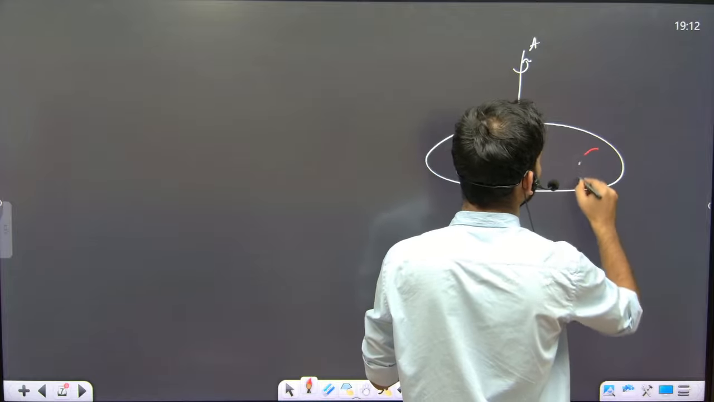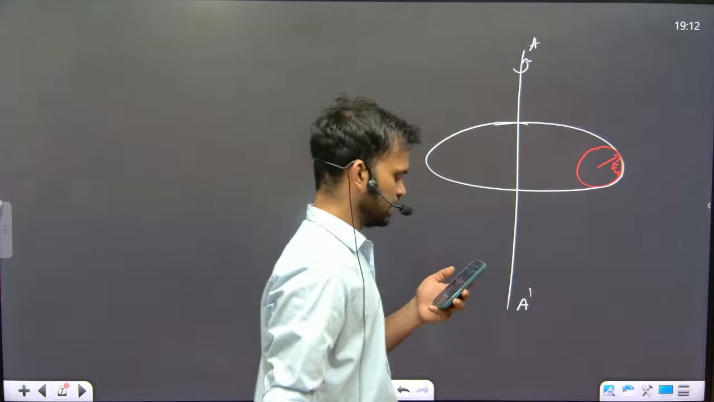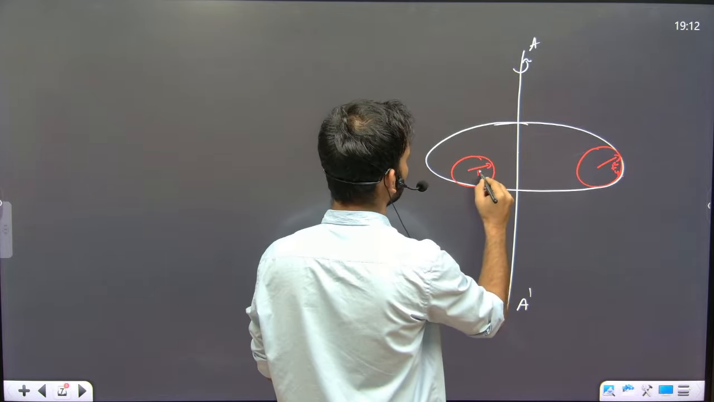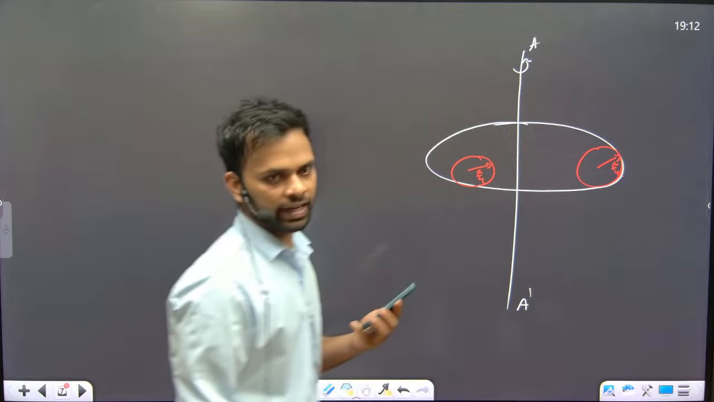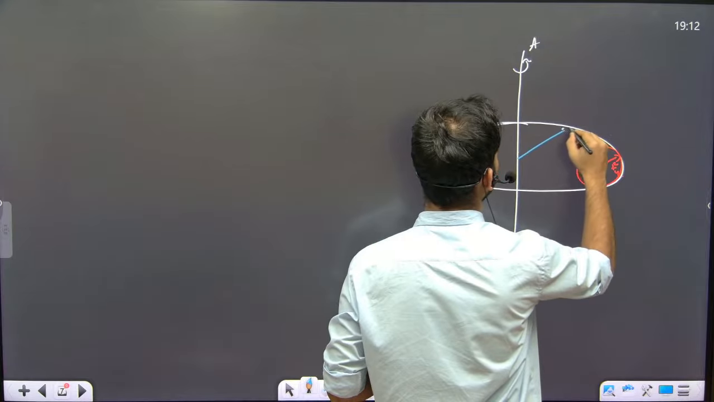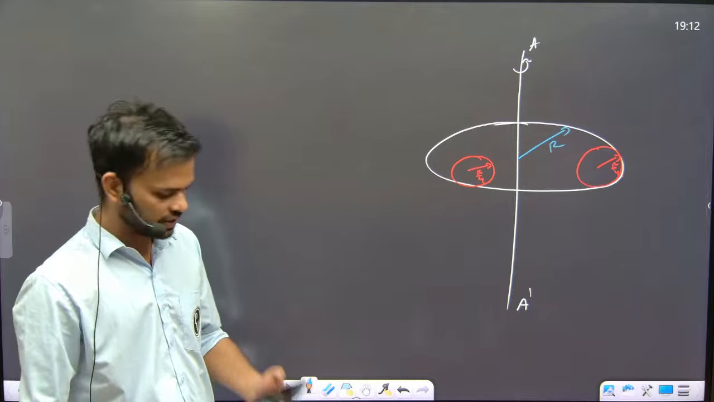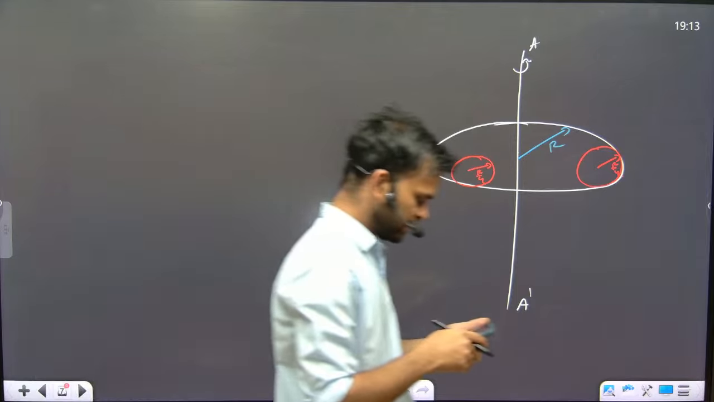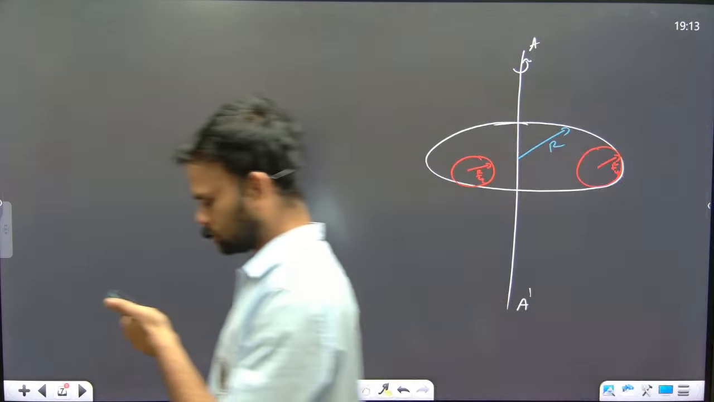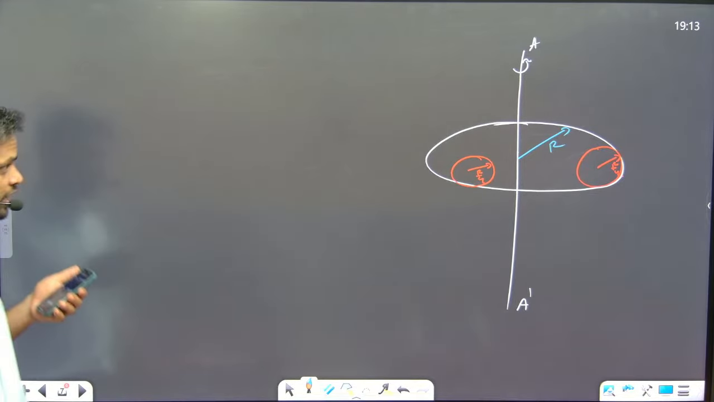One hole of radius r by 4 here, and one more hole somewhere here of radius r by 4. And the entire radius of the disc is r. Now he's asking you, and he's given the mass of the disc, the initial mass of the disk before making the hole. So the initial mass before cutting is m.